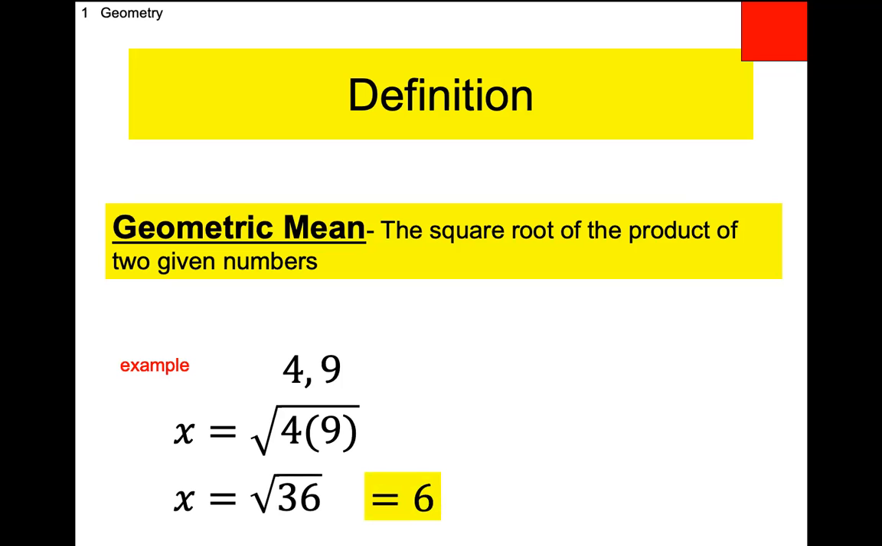Okay, that's not that hard. Yet I will ask you on the test, tell me the geometric mean of 4 and 9, and I'll have people put a question mark. Like, I don't remember what to do. Multiply, take the square root, and you're done. That's called the geometric mean. The arithmetic mean, you add the 2, 4 plus 9, you divide by 2. Geometric mean, you multiply, you take the square root.